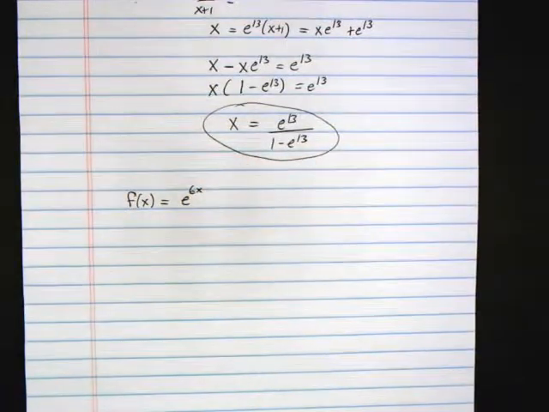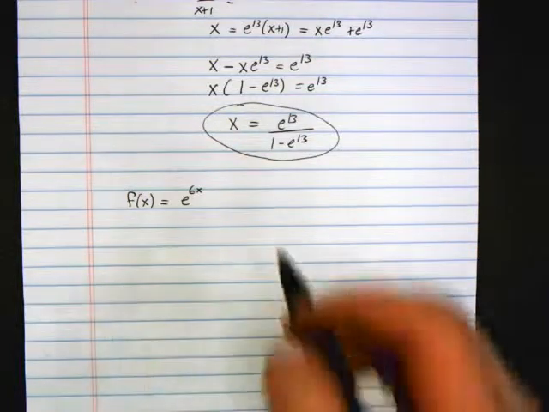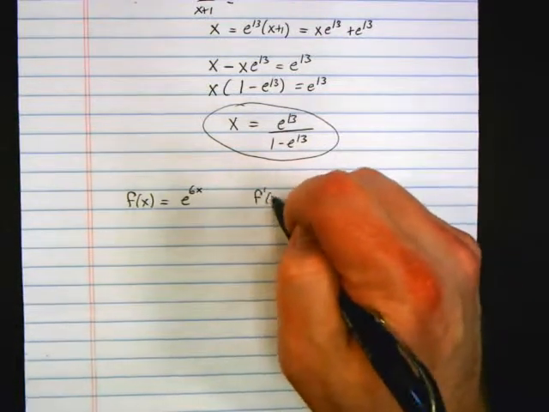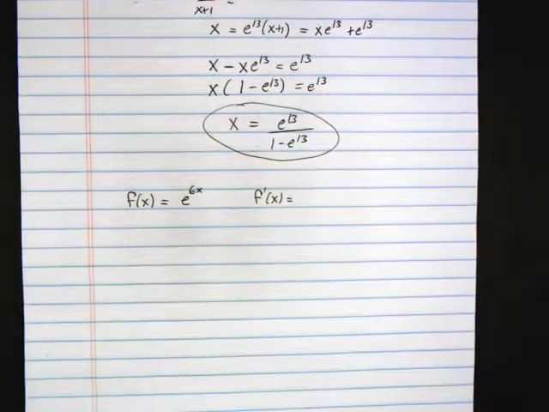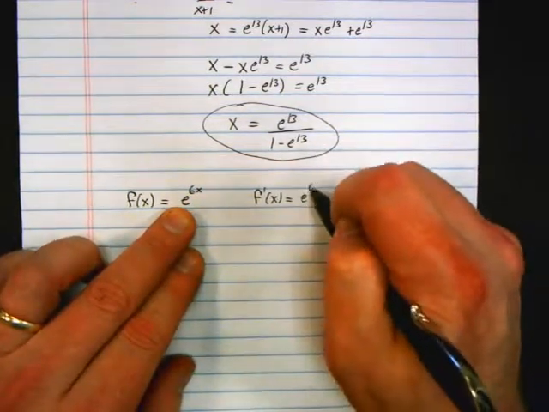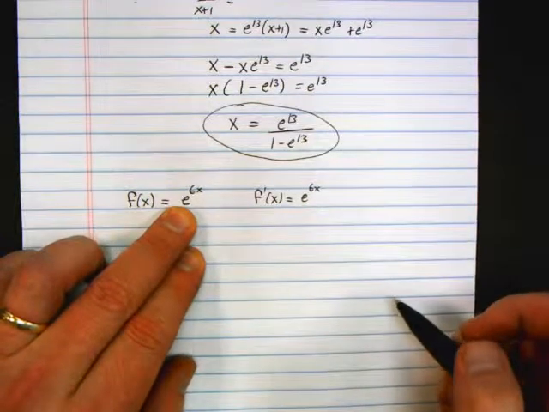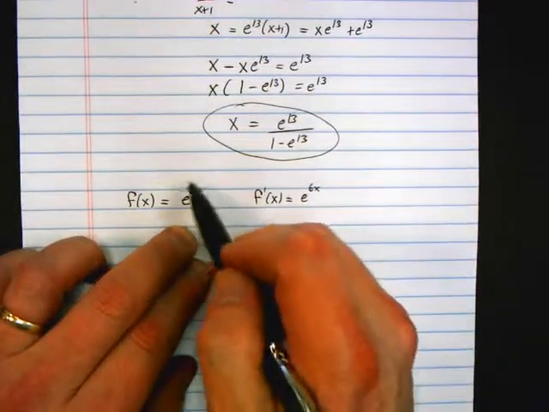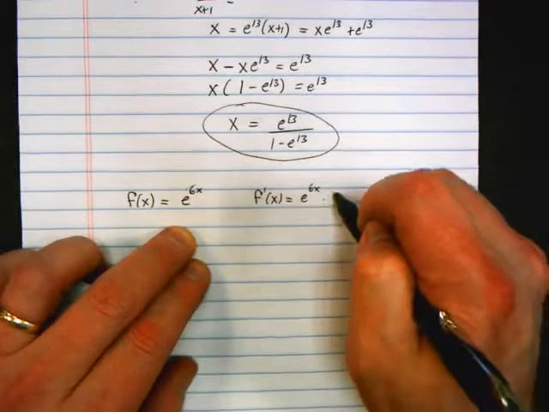What if you don't have just the letter x there? What if I give you f of x is e to the 6x? Then what would you have to do to take the derivative? You have to use the chain rule, absolutely. So what would the derivative be? 6 e to the 6x. Absolutely. You take the derivative of e to the 6x, which is e to the 6x. But then you have to use the chain rule and take the derivative of the exponent. And the derivative of the exponent is 6.